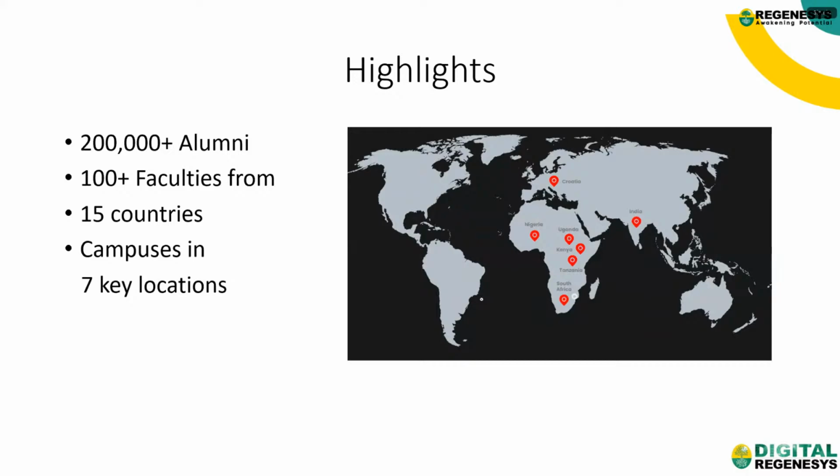Regenesis has been there for more than a couple of decades. We have over 200,000 plus alumni. We have 100 plus faculties from 15 different companies. And we have campuses in 7 different key locations. As you can see, we have a campus in South Africa, Tanzania, Uganda, Kenya, Nigeria, Croatia in Europe, as well as in India.